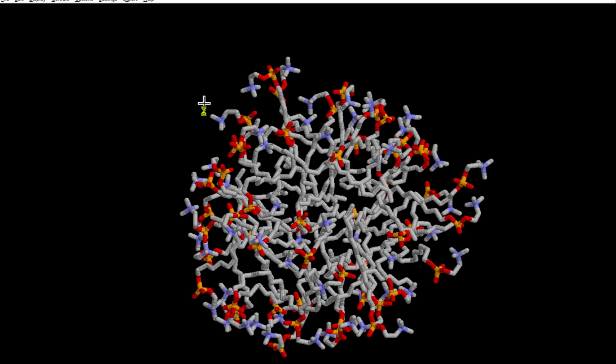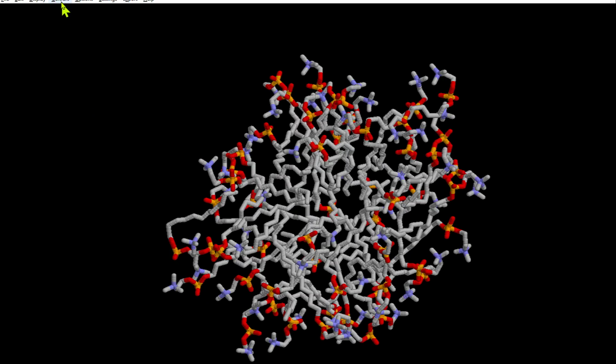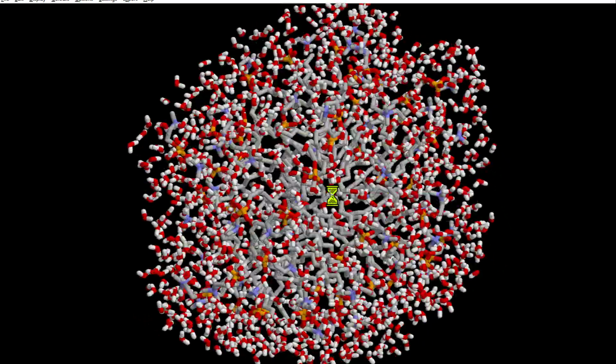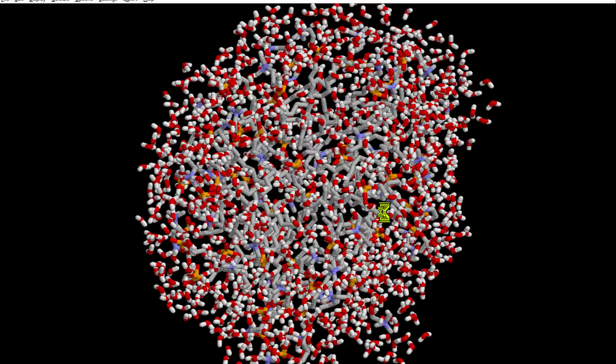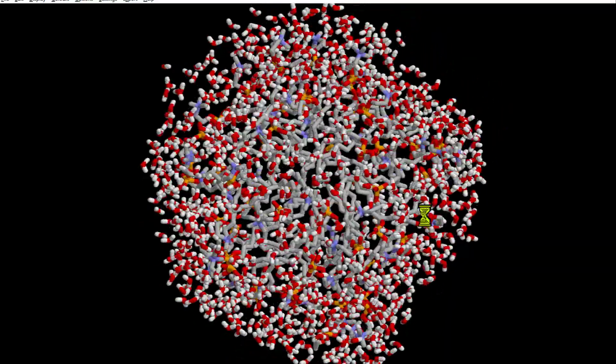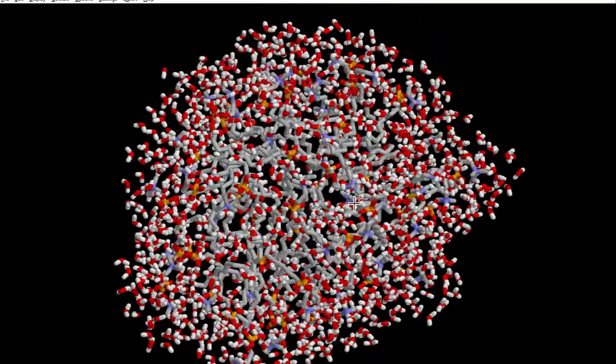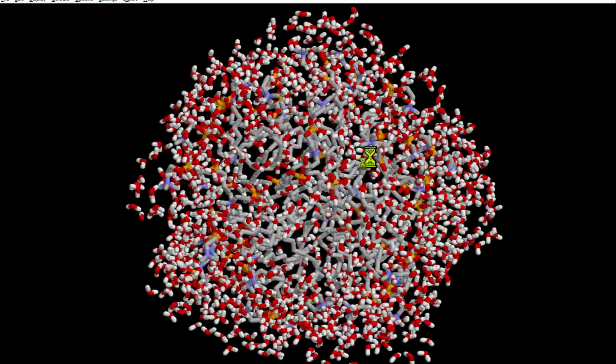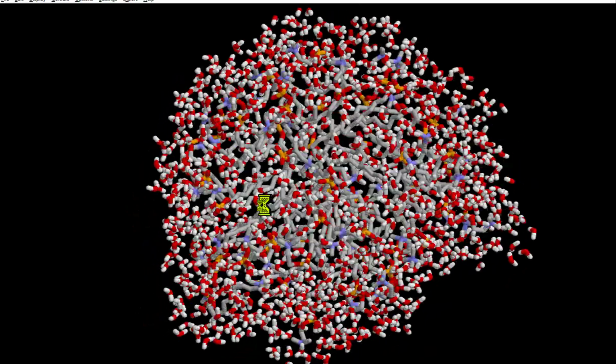So if you show the water molecules here, let's do this again real quick. Pause this. This is actually what it looks like with the water molecules present in the structure. And you can see how they completely surround this micelle. Okay, so micelles are interesting because they're actually looking at them for things like drug delivery.